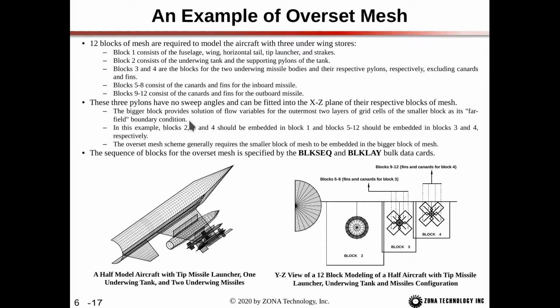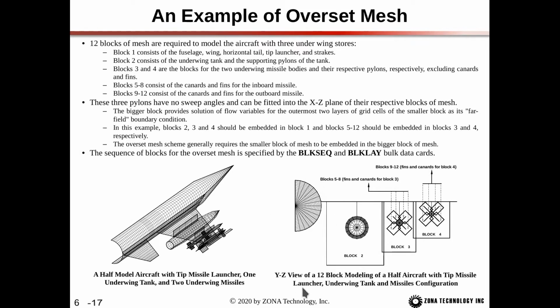The bigger block here provides the solution of the flow variables for the outermost 2 layers of grid cells of the smaller block as its far field boundary condition. So if we look at block 2 here, we don't have the mesh shown, but you can imagine we have a layer of 2 cells around the boundary. So these 2 cells are the far field boundary condition for block 2.